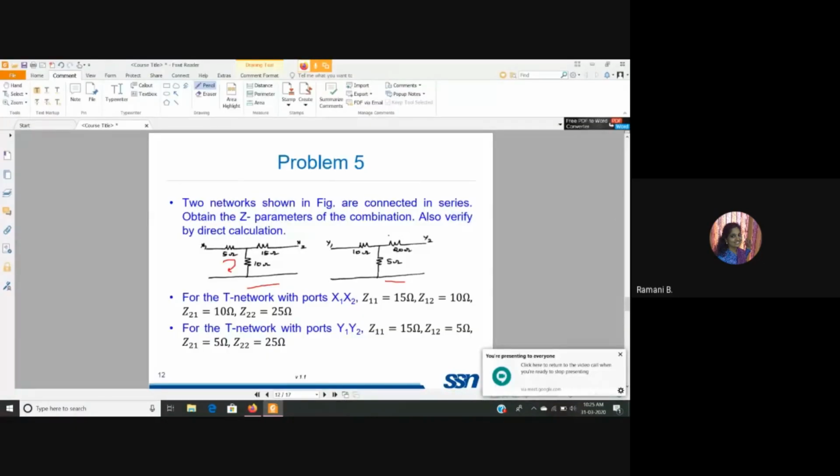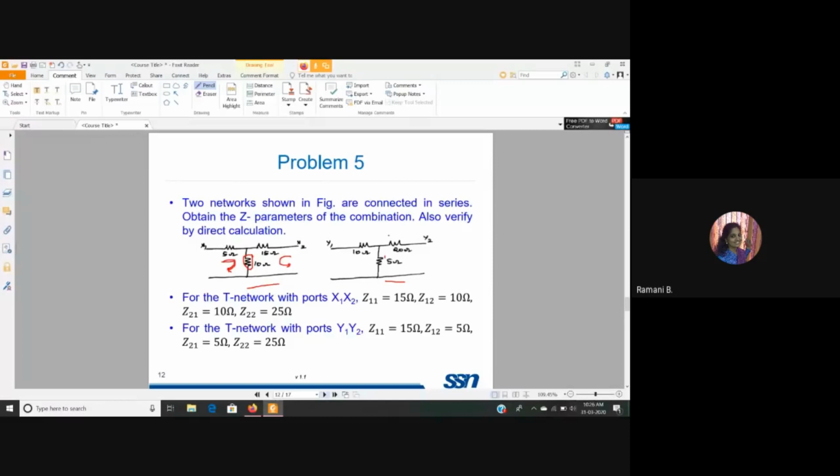To continue, yesterday I was mentioning that in a T network, Z11 is the sum of resistances or impedances on the input port side. So we have Z11 to be 5 plus 10, which is 15. Z12 and Z21 will be the value of the common resistance or impedance, so that value will be 10 ohms. And Z22 will be the resistance or impedance on the output port side, so 10 plus 15, 25 ohms. Similarly, for the second network, Z11 is 15, Z12 and Z21 are 5, and Z22 is 25 ohms.